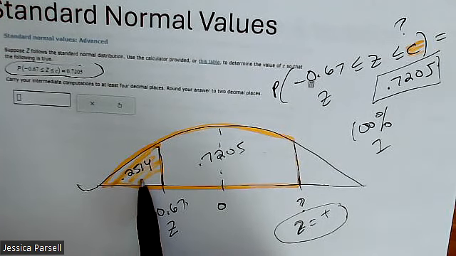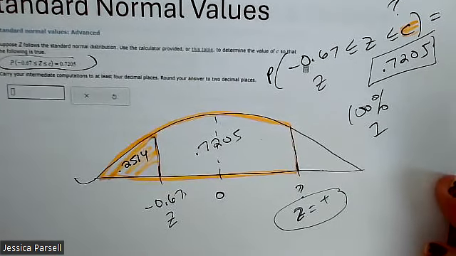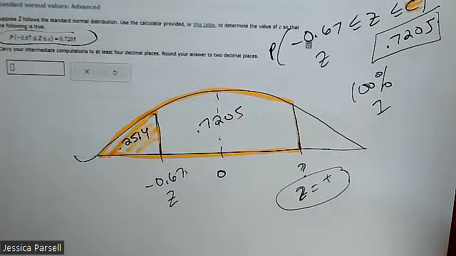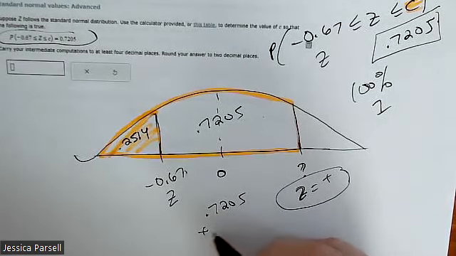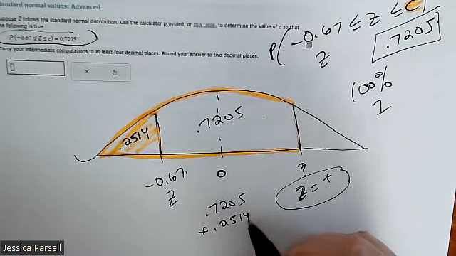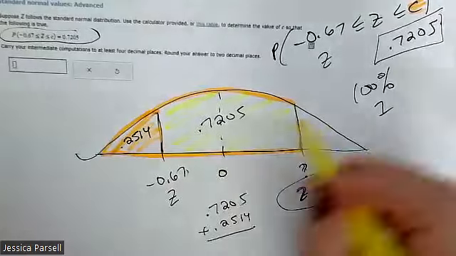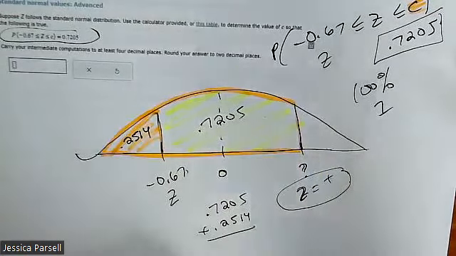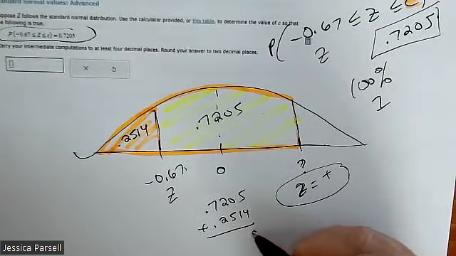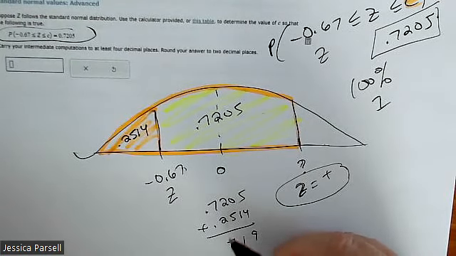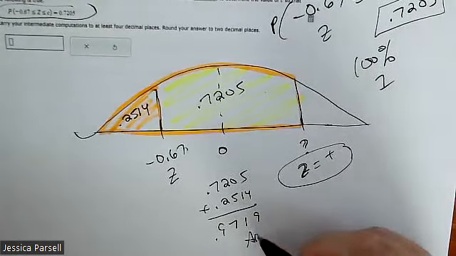So what do you think we can do with 0.2514 and 0.7205? Hopefully you're thinking about it. We can add them together. So hopefully you're thinking about addition. So we're going to add that chunk there. We're going to add this chunk here. Once we get that total area, we can figure out what's the Z-score that goes right there. So what's that? A 9, a 1, a 7, 0.9719. Okay, that is going to be the area.